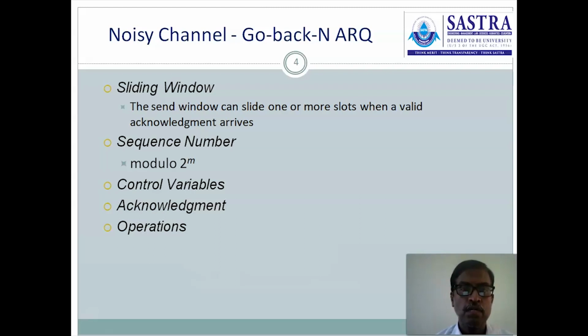Just recall the previous ARQ, stop and wait ARQ. In stop and wait ARQ, what we are doing is transmitting one frame and then stopping the transmission and waiting for the acknowledgement. If the acknowledgement is received correctly, then only the sender transmits the next frame. So, at most in stop and wait ARQ, only one frame is transmitted.